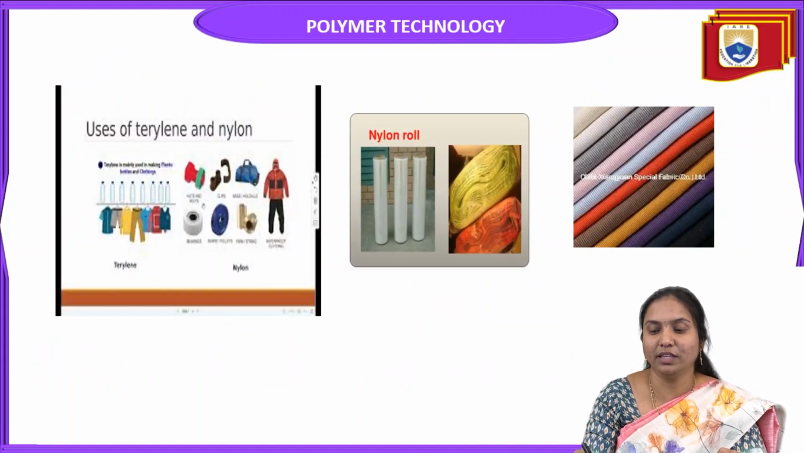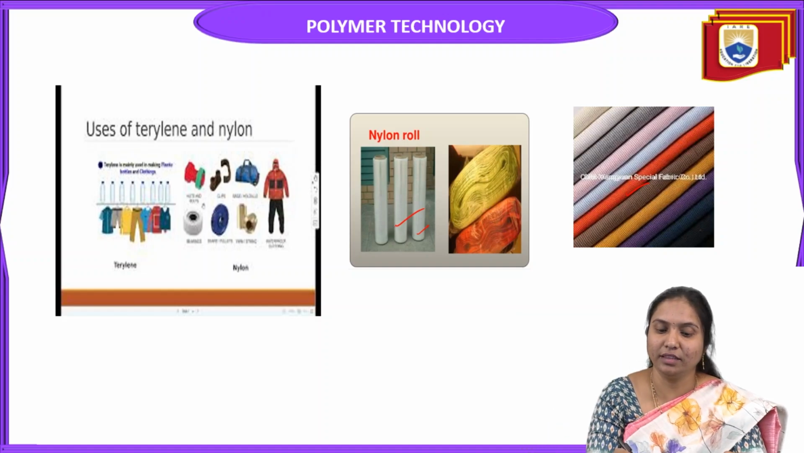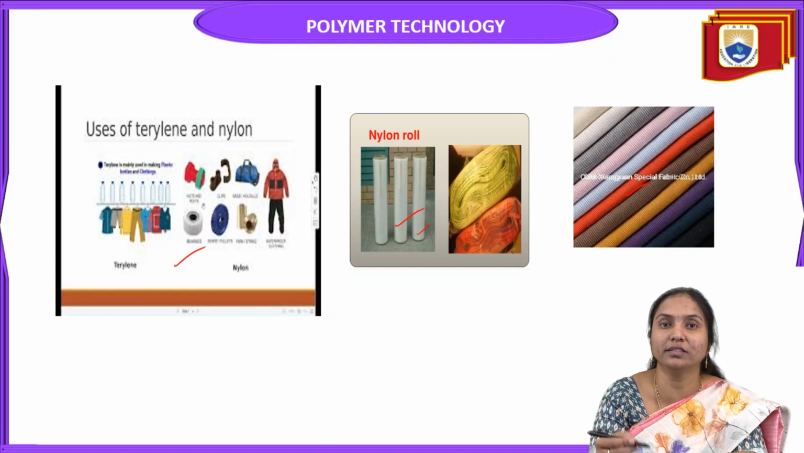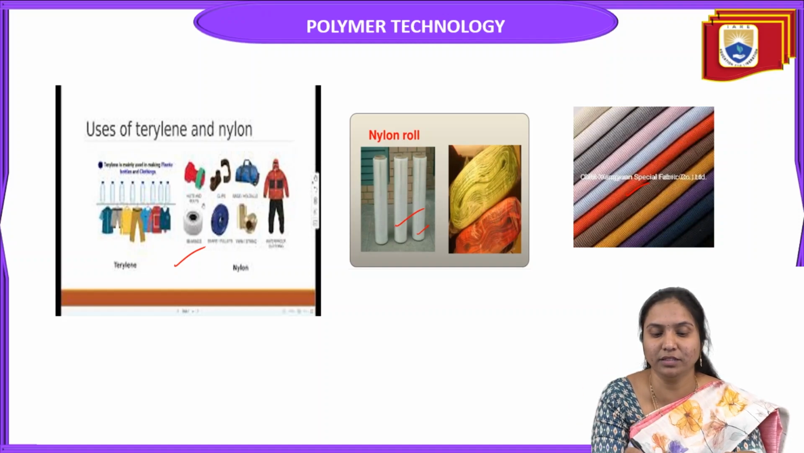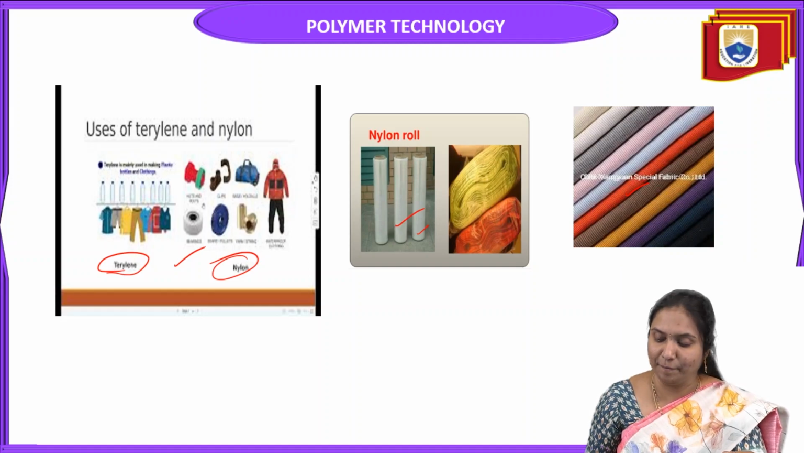So these are some examples of nylon 66 rolls, which are used for making fabrics in the textile industries. In this image, it clearly shows nylon 66 and also one more synthetic fiber, terylene. Nylon fabrics and terylene are used in the textile industry to make different types of fabrics.